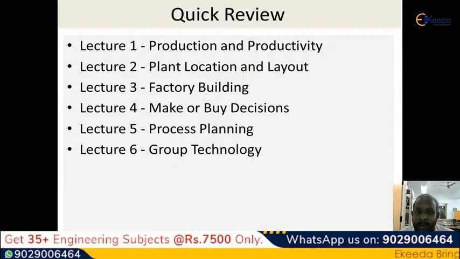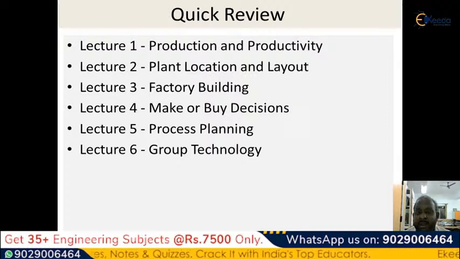And in lecture number 3 we talked about factory building. It means where you have to locate your factory, how many storey buildings you have to have, and inside a factory what equipment and necessities are established, how they are going to be established, and all this we have seen. In the fourth lecture we saw make or buy decisions: whether to make a product by myself or whether I have to buy it from outside sources.